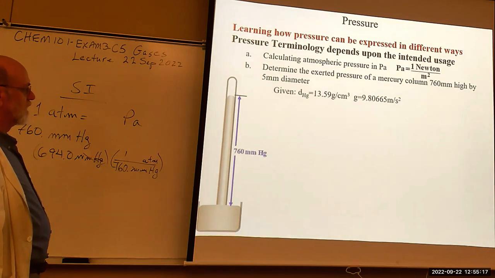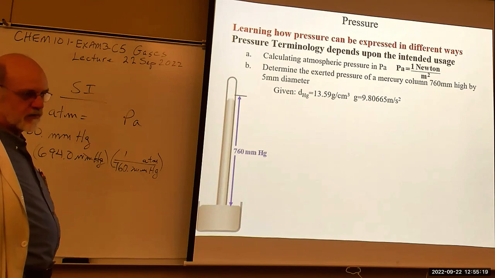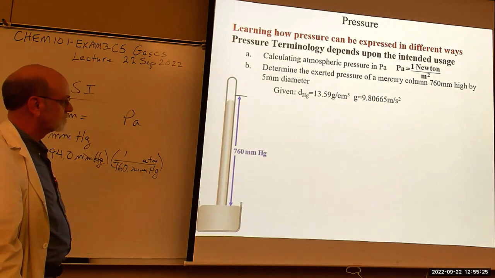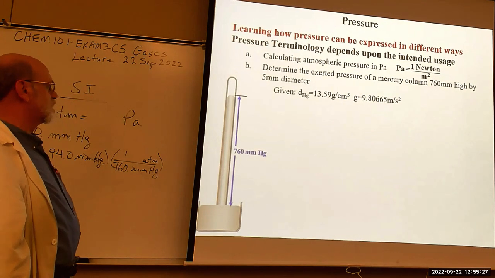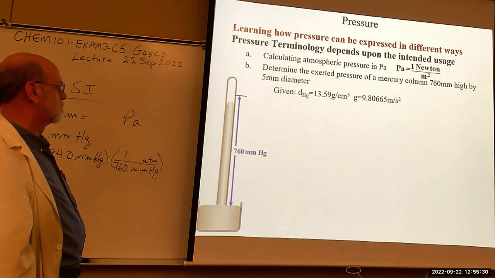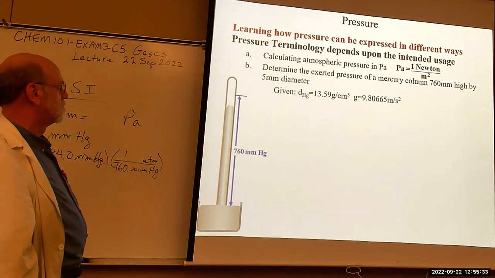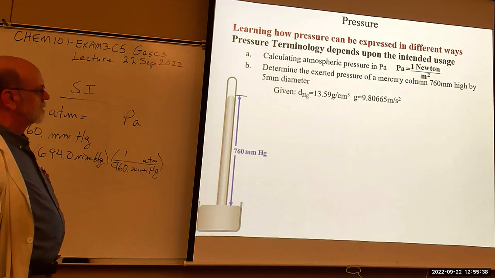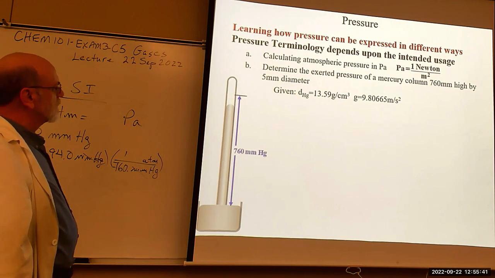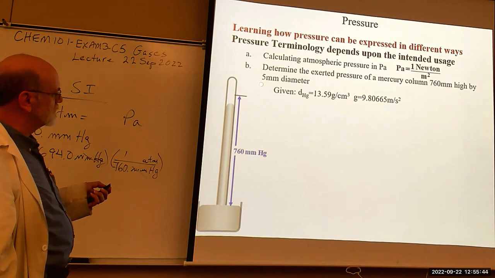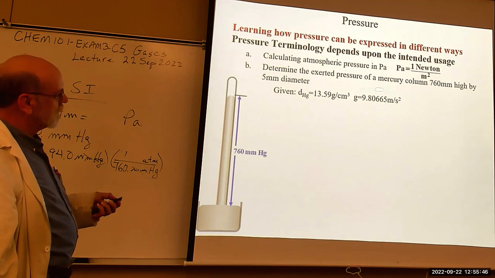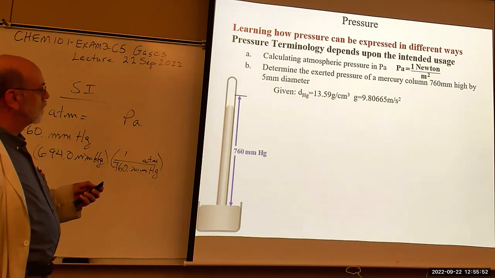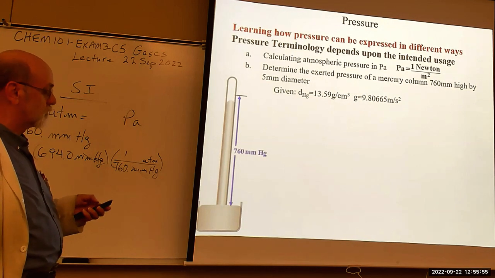Another example. We're not going to spend a lot of time on this. You've got plenty of examples to work with in your review document. What are we trying to do here? We say this tube is 5 millimeters in diameter. And if the column is 760 millimeters high, then we want to calculate the pressure in newtons per square meter.